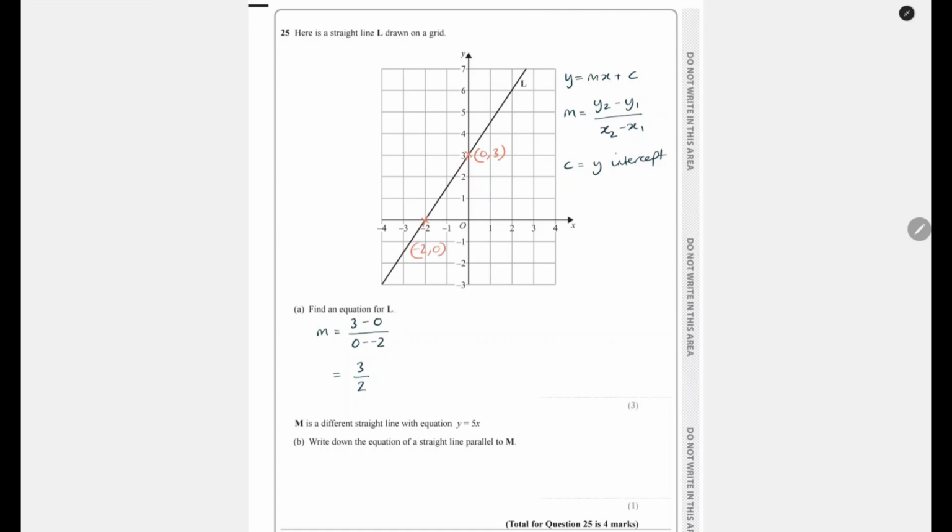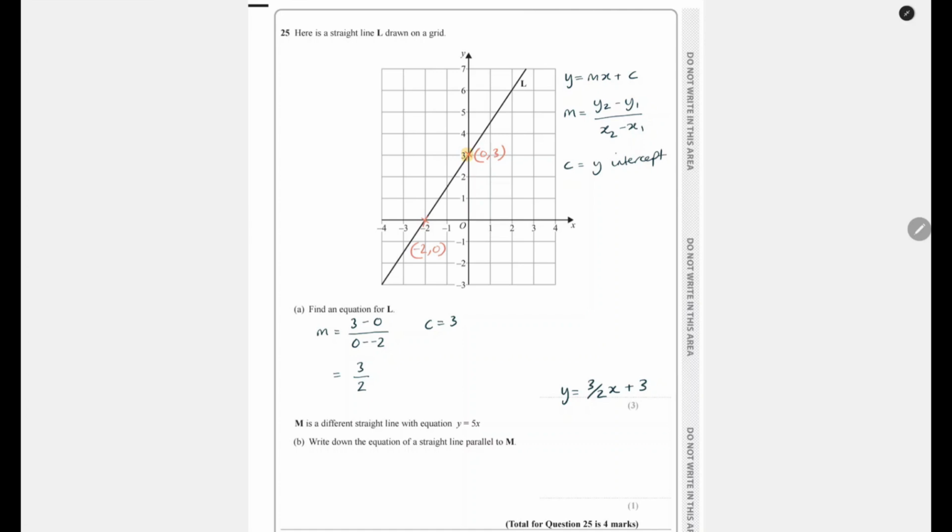The next thing that we need to do is work out what the y-intercept is, c. Now, looking at our graph, we can see that the line L crosses the y-axis at the point 3. And so we can say that c is equal to 3. So if we plug this into our equation, we have y is equal to 3 over 2x plus 3.